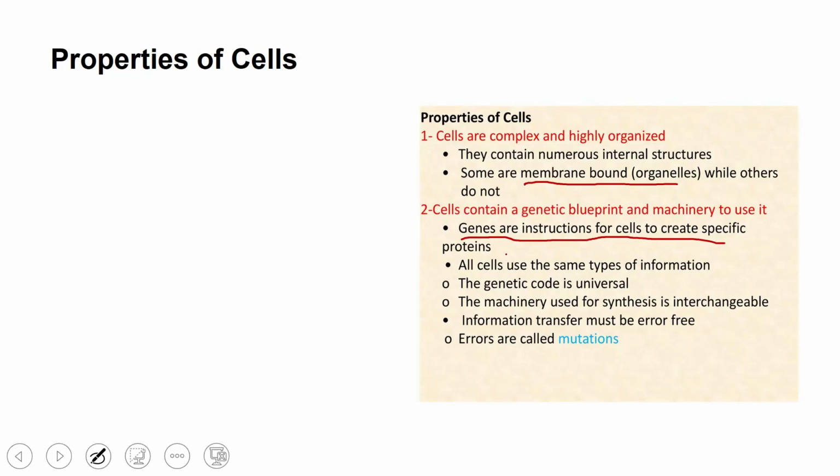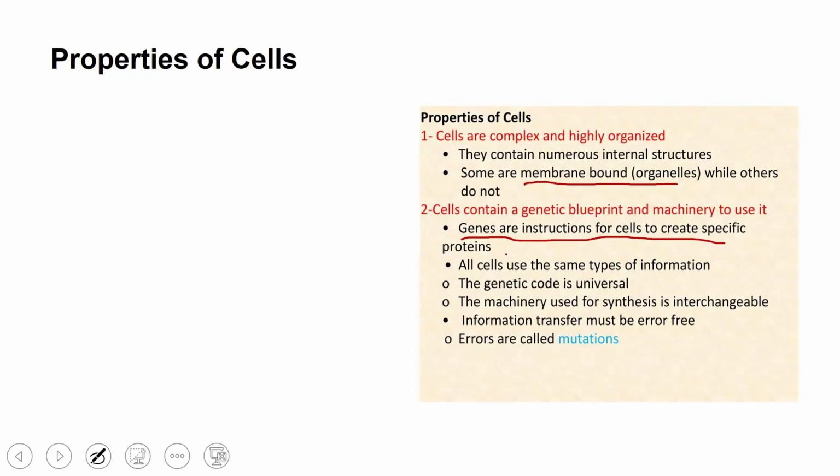So this genetic blueprint, it is the DNA that is found in a cell, and the cell contains genes, and each of the genes is responsible for creating a specific protein. For example, we have the hemoglobin gene, which produces hemoglobin protein. We have melanin genes, which produce melanin protein.